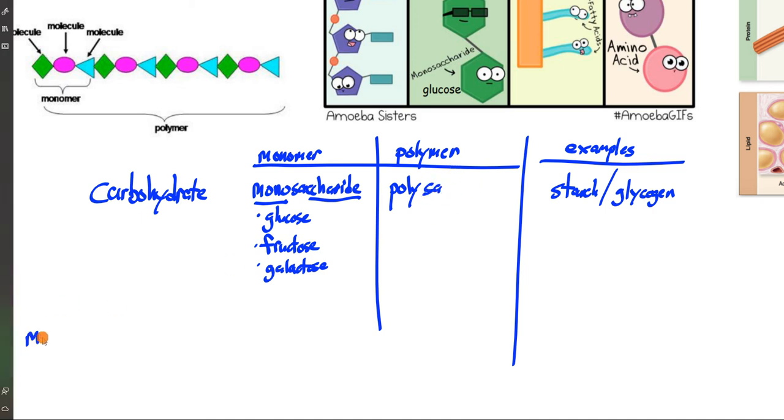We're going to count like this. Mono is 1, di is 2, we'll just skip right to poly. Poly is greater than 2. That's all. That's as complex as we're going to get in our counting right now. So a polysaccharide has more than 2 rings of sugar, like glucose or fructose.